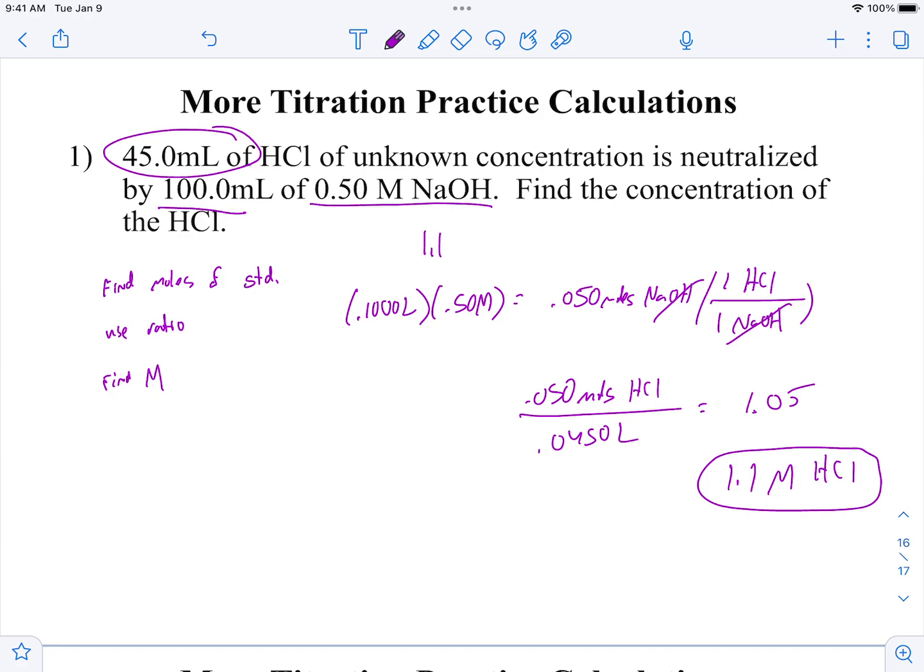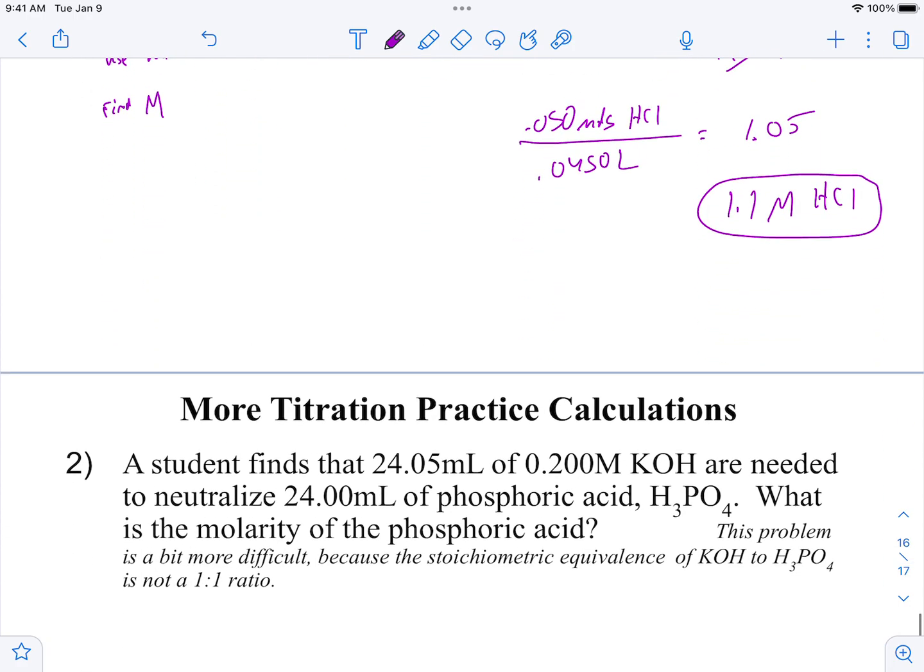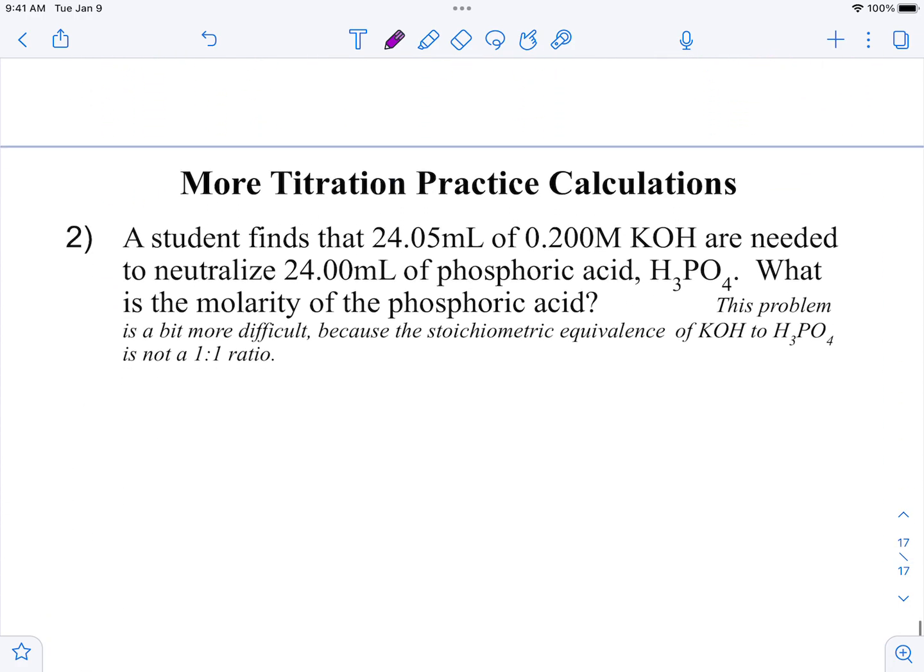Okay. So a lot of titrations have a 1-to-1 ratio, but not all of them. And so if they don't have a 1-to-1 ratio, you have to be prepared for it. You have to know how to solve it. And that's pretty easy to do as long as you have a correctly balanced equation. So here, I'm going to be reacting potassium hydroxide and phosphoric acid.